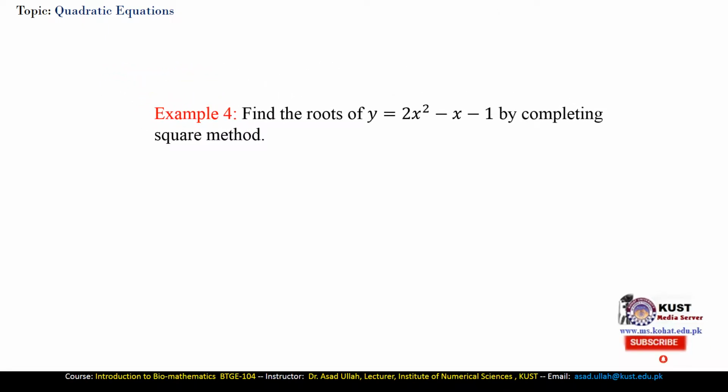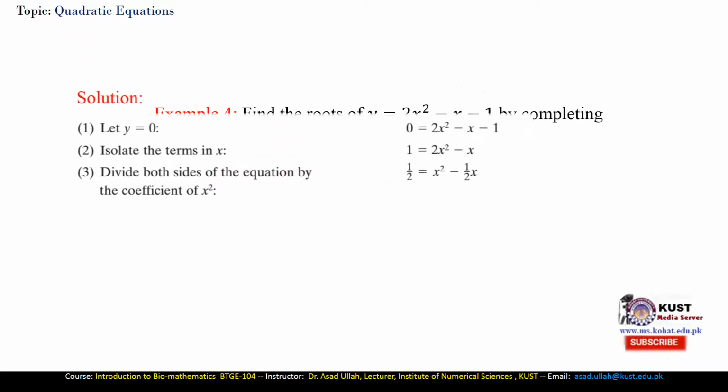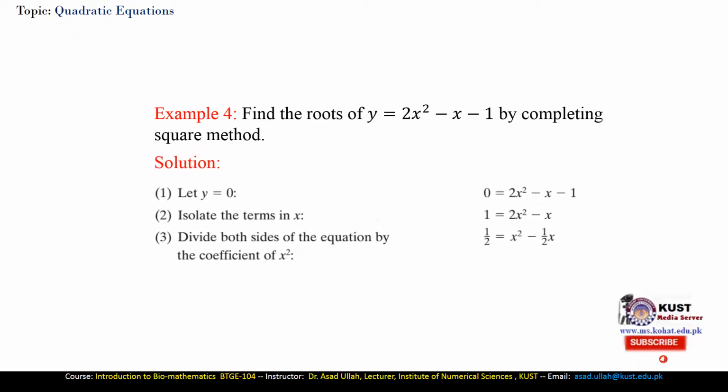Now example number 4 is also a quadratic function. We will find the roots of this quadratic function by using the completing square method. We use the following steps. First we use y is equal to 0. So we get 2x square minus x minus 1 is equal to 0. Now in step 2, isolate the terms in x, that is shift minus 1 to the right side, we get 2x square minus x is equal to 1.